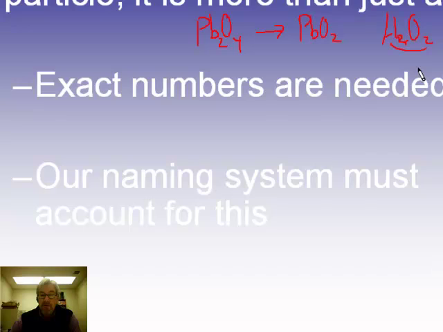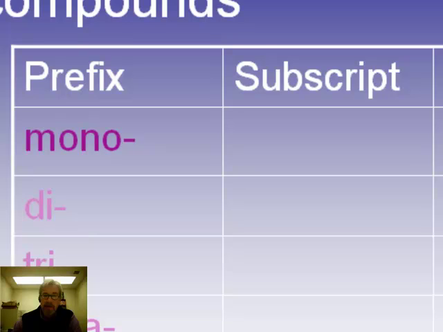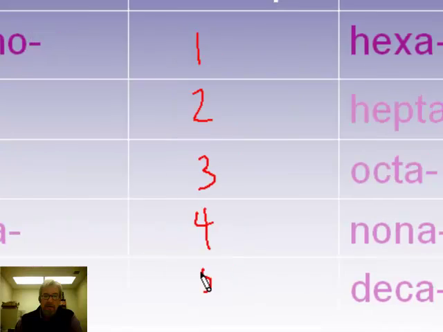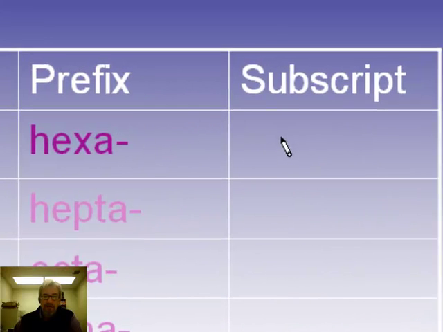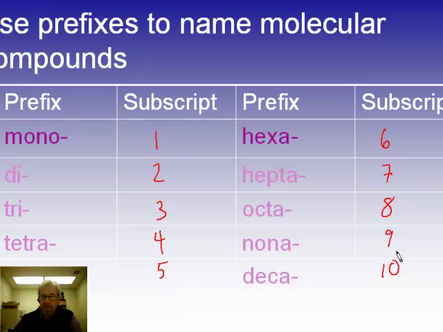Well, here's how we do this. We make use of some Greek prefixes. They're word parts. We attach them in front of the names of the elements in a molecular compound to tell what the subscript is. If the subscript is 1, we use mono. Di, 2. Tri is 3. 4 is tetra. Penta, like a pentagon, is 5. Hexa, like a hexagon, is 6. Hepta is 7. Octa, like an octopus, is 8. Nona is 9. And deca, like a decade, is 10. So there are more of these things, but we'll just work with 10 of them in this class.